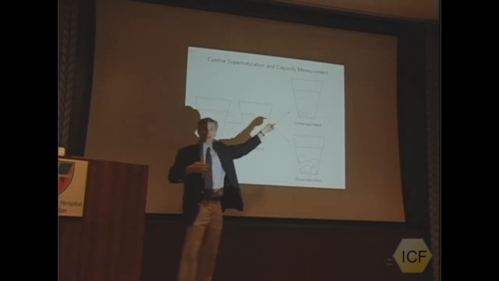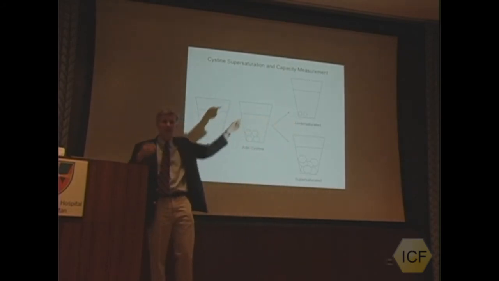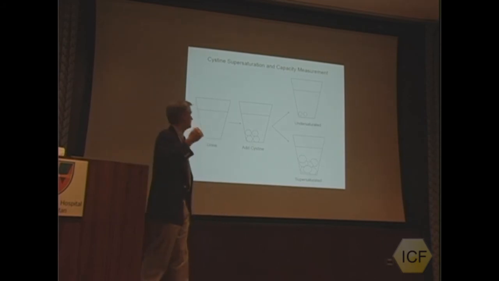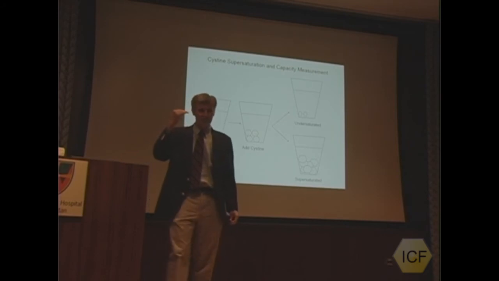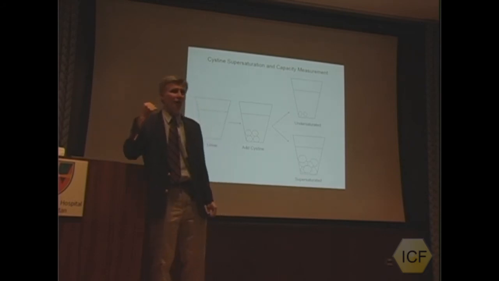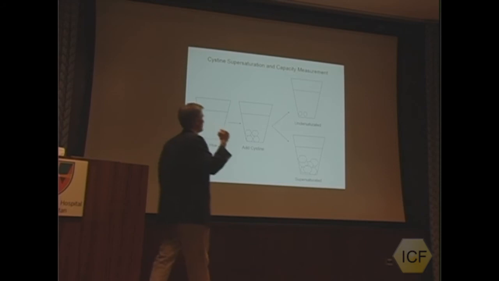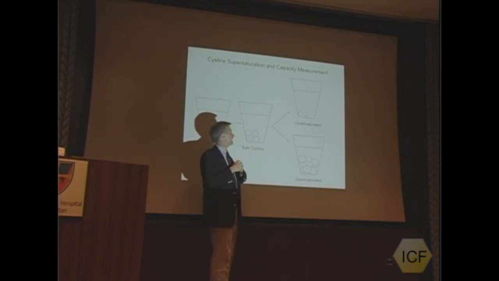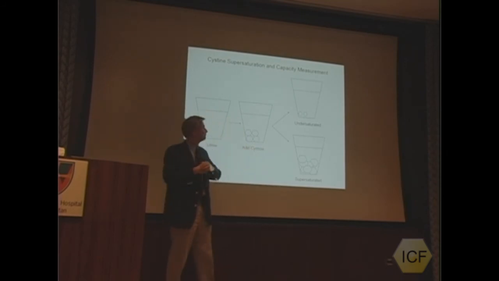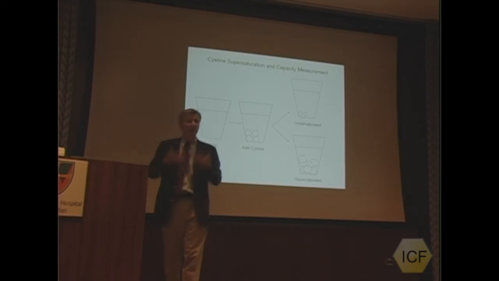And if we measure how much cystine got dissolved, we know how far away from the solubility point the patient is. The farther away from the solubility point the patient is, the better off they are. The less chance they'll form stones. This can be referred to as cystine supersaturation, which would be an undersaturated urine, or it can be referred to as cystine capacity, which is how we talk about it at Litholink, which is what's the capacity of the urine to take up cystine.